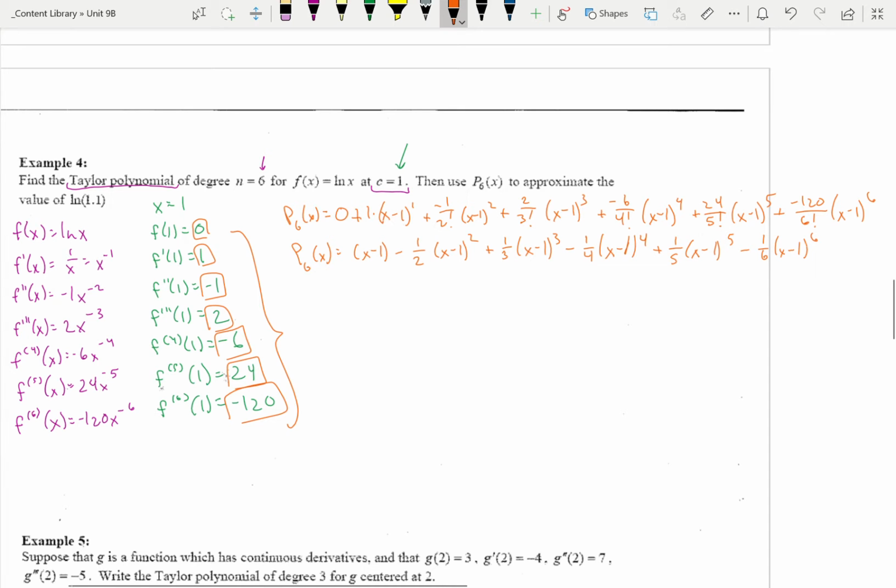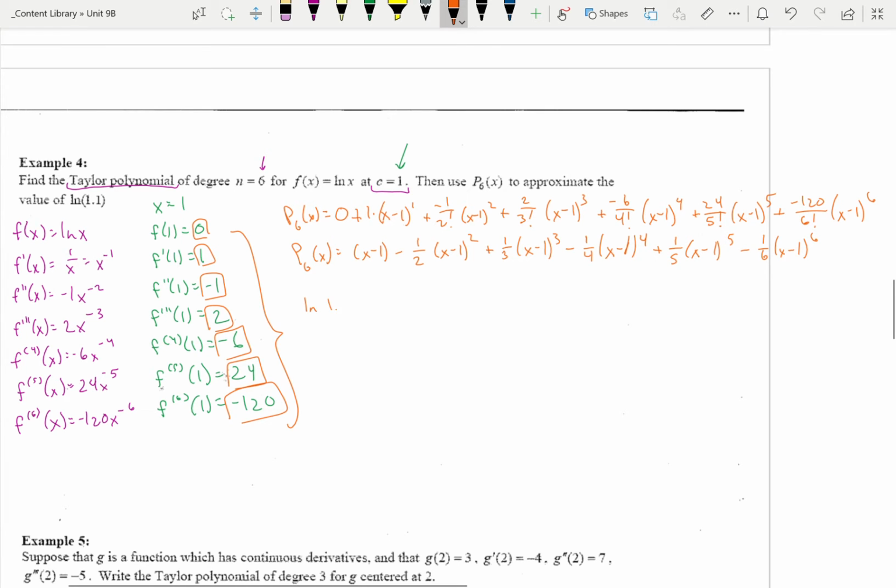And you can make these as long as you would like, and you can play around in Desmos with the summation notation, and you can see higher and higher degrees starting to hug the natural log of x function better and better and better, at least in a certain interval. More on that later. So it asks us to use this degree 6 polynomial to approximate the value of natural log of 1.1.